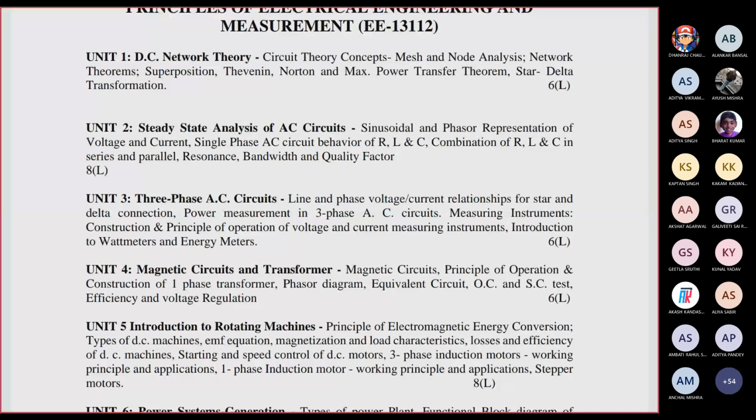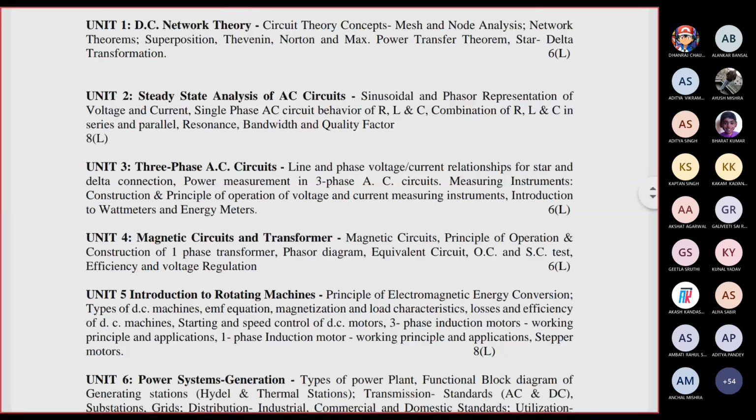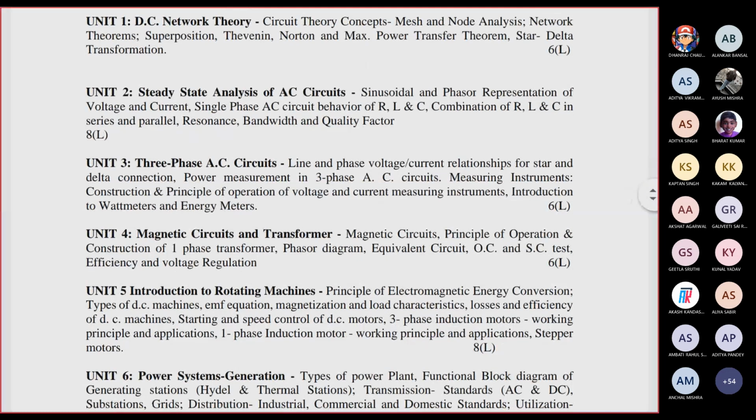Then some measuring instruments we will talk about, like the very basic one is the PMMC type, permanent magnet moving coil type of meters. It may be either an ammeter or voltmeter. What is the principle of operation of the various instruments used for the measurement of electrical quantities?